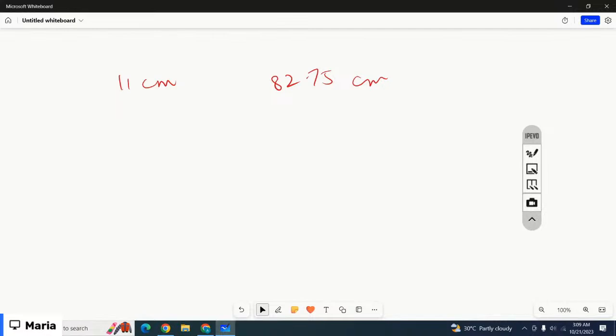Basically, the hundredth of a centimeter is smaller than a centimeter. That's why, because you measured 82.75 to the smaller unit, it is more precise. Got it?